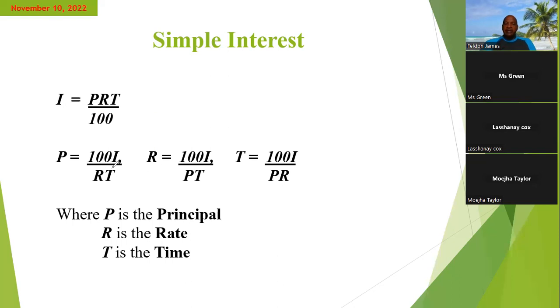What is different is their denominator. So if you're finding P, RT must be in the denominator. So for P, you would have RT down below. If you're finding R, then PT must be down below. And if you're finding T, then PR must be below.